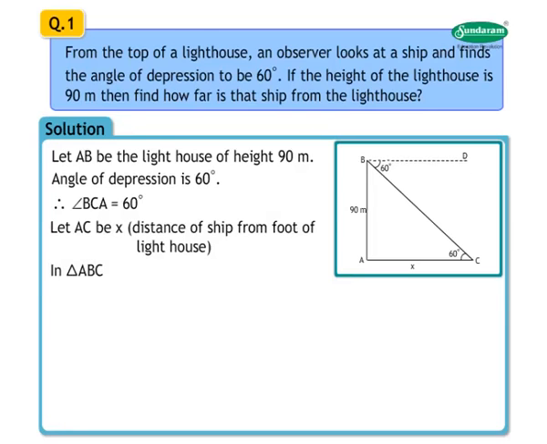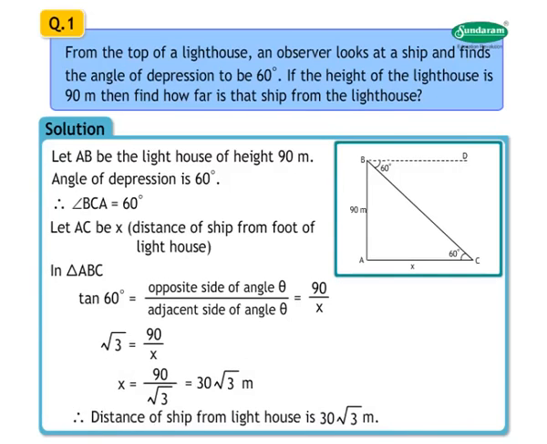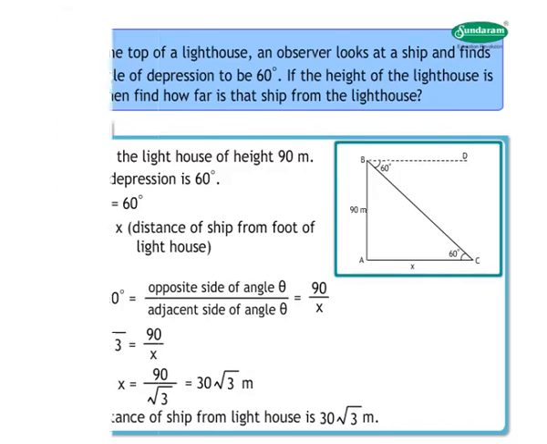Let it be x meters. In triangle ABC, tan 60 is equal to opposite side of angle theta upon adjacent side of angle theta is equal to 90 upon x. Value of tan 60 is root 3. Root 3 equal to 90 upon x. Therefore, x is equal to 90 upon root 3 is equal to 30 root 3. Therefore, distance of ship from lighthouse is 30 root 3 meters.